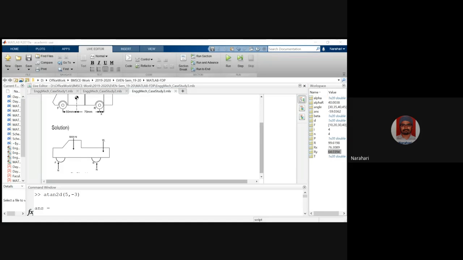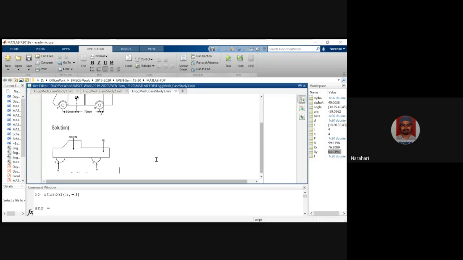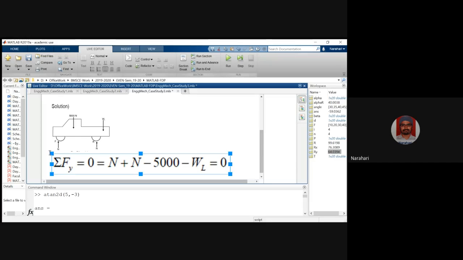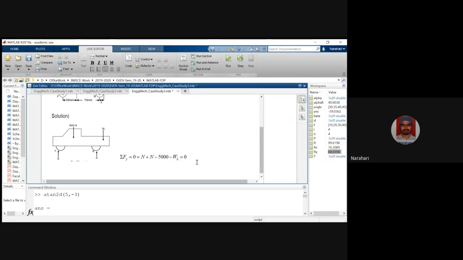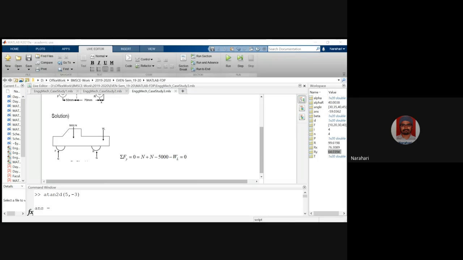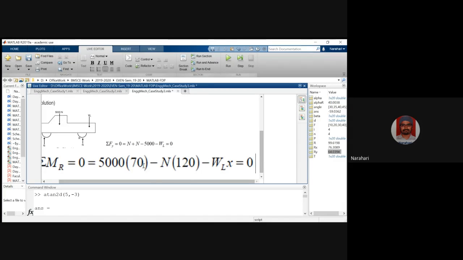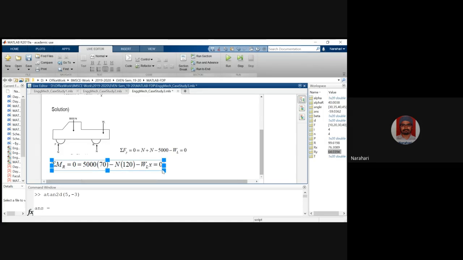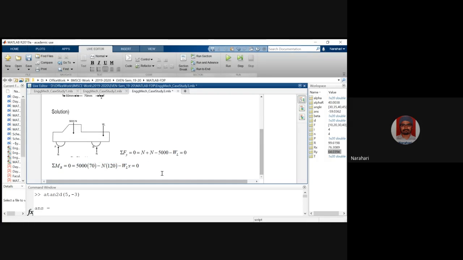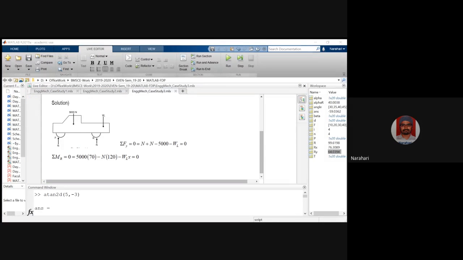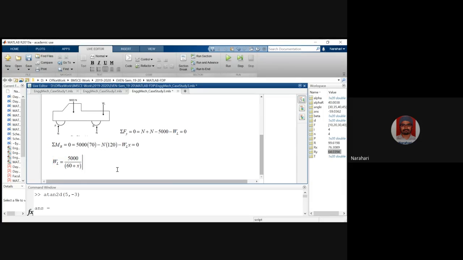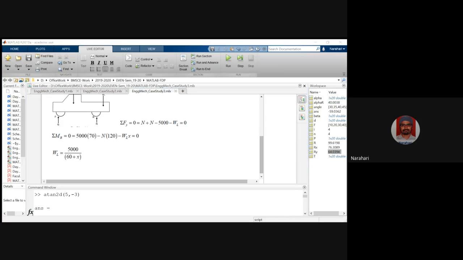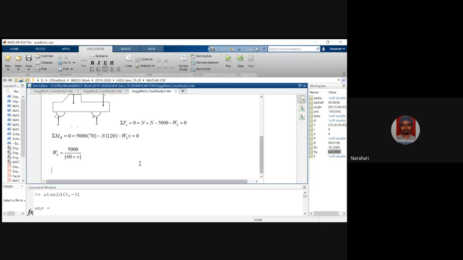Now if you write the equilibrium equation, summation of force, very simple, 500. Similarly, if you write the moment equation about the rear axle, you will get the second equation. If you solve those two equations, what will you get? You will get it like this, correct? Very, very simple. You just have to now write code for this particular expression.